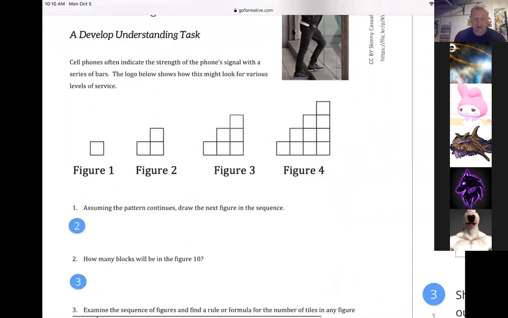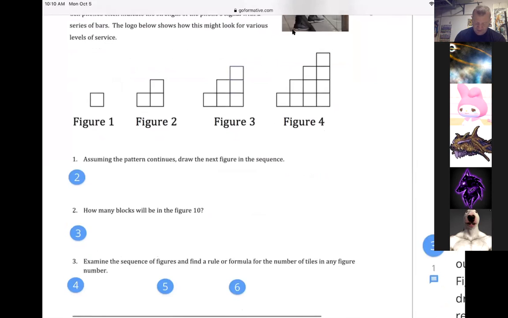So if you're doing this on paper, it's real easy, right? You just start drawing blocks. If you don't want to flip back and forth, transfer it over later so I can see that you've done it. But this is an easy one to do on paper if you need to. So go ahead, draw what you think the next one would look like. Number 2, how many blocks are in figure 10? Try to answer that too.